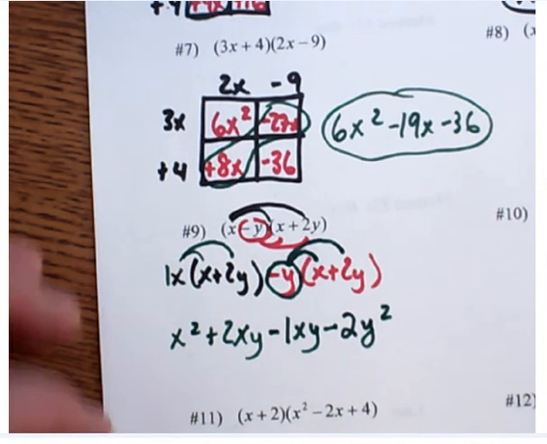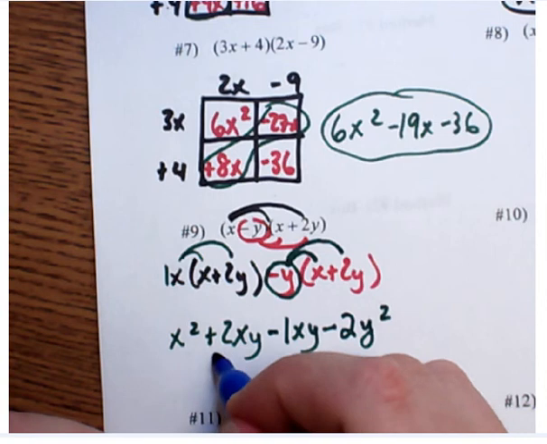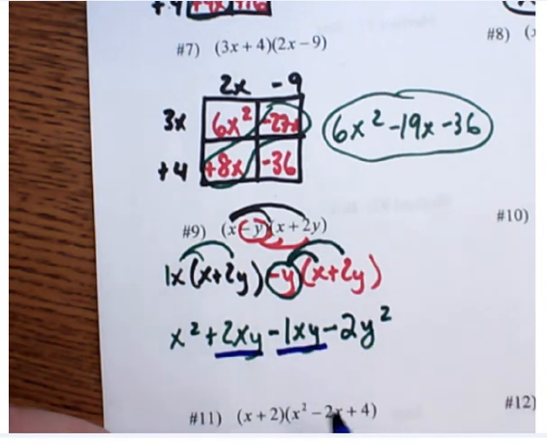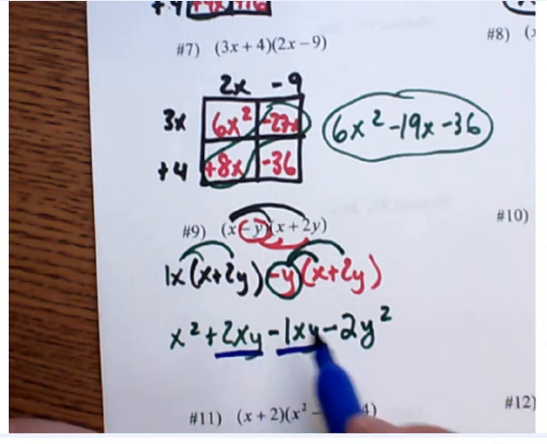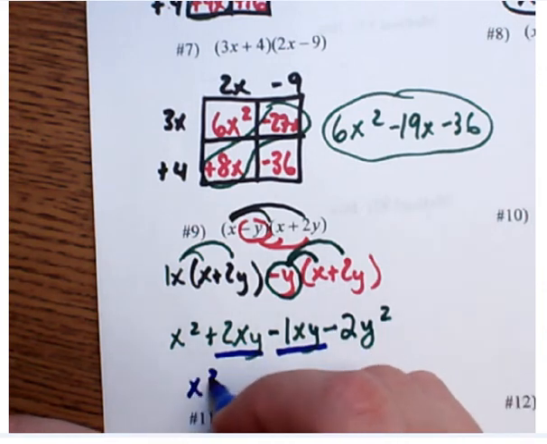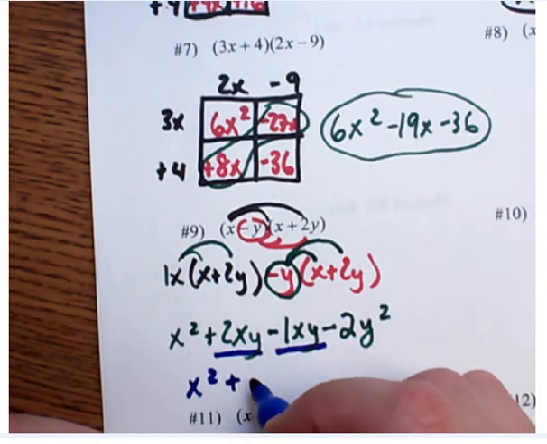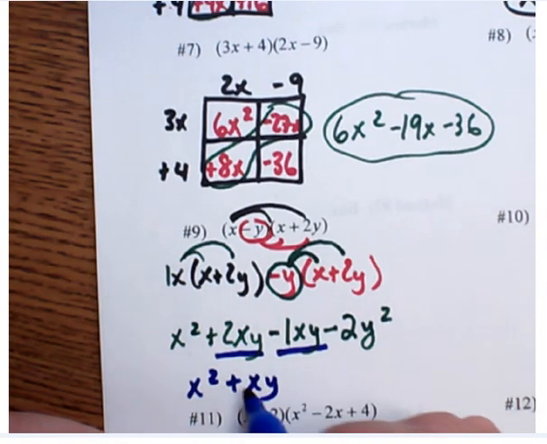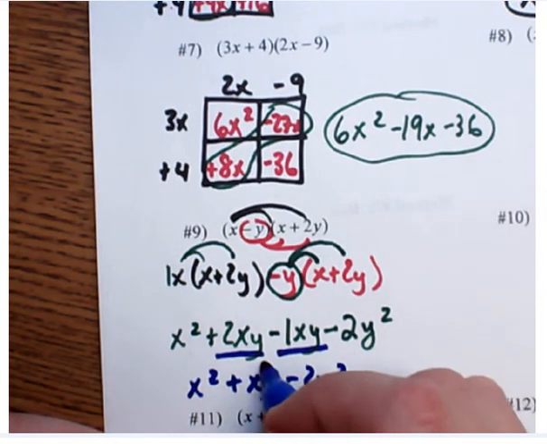Last step here. The middle terms are the same. Like terms. 2xy minus 1xy. They're both xy's, so we can combine those. We get x squared. 2 minus 1 is just 1 xy. You don't need to put the 1 there. Minus 2y to the second.